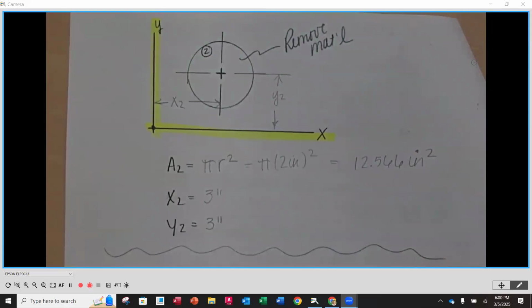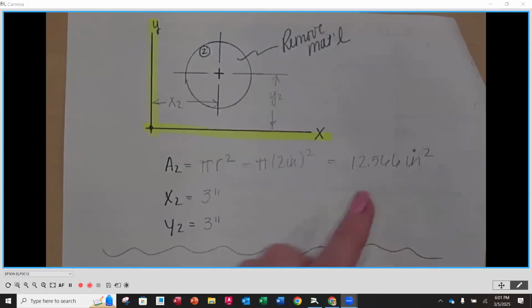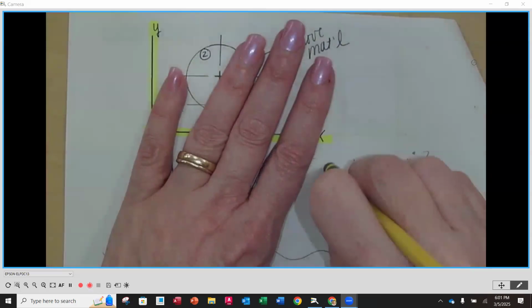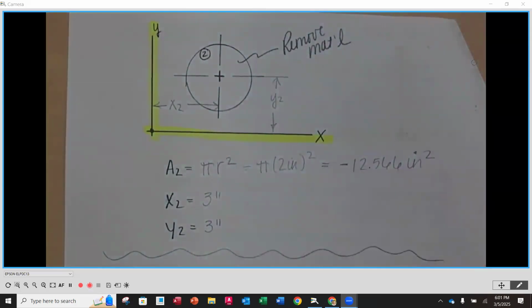There's something we're missing. Anybody think what might be missing? This is the right number. Go ahead, Tyler. Since we're removing that area, we have to put in a negative. Yes, since we're removing the area, this is a hole, remember, we need to put a negative in front of our area. So yes, this is a negative or a takeaway. So it takes away from, if you would, the total area. So we need to remove it. So a negative goes in front there.